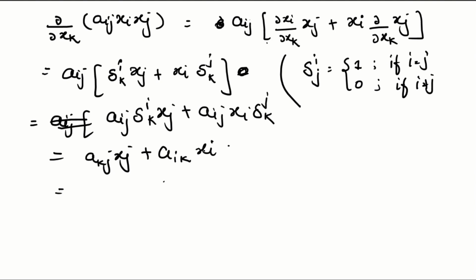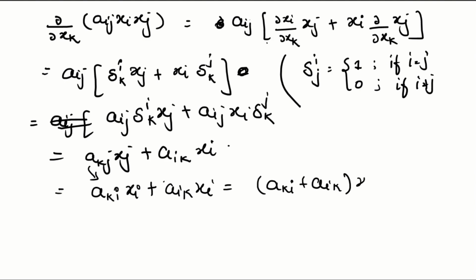So I am replacing j with i, and it is okay to replace a dummy index with some other index. It will not change the value. Why? Because there will be a summation over all the possible values of j. So I can use i in the place of j, aik xi. Now we have xi as a common term, so let's take it out: aki plus aik, xi. So this is your final answer. So the partial derivative of this expression is this.